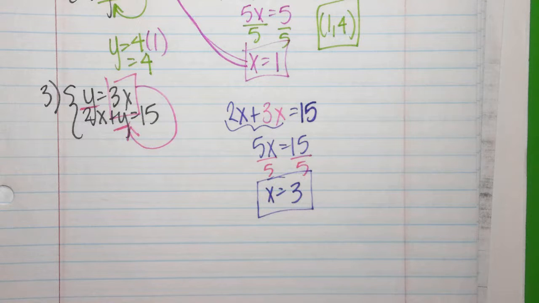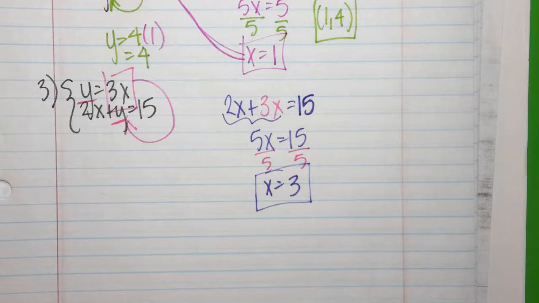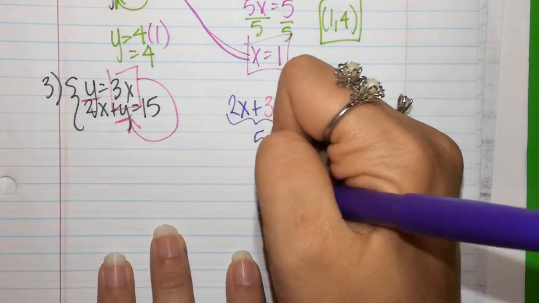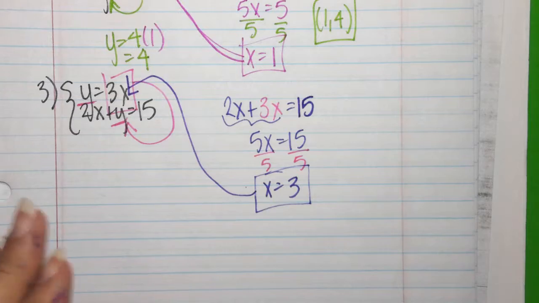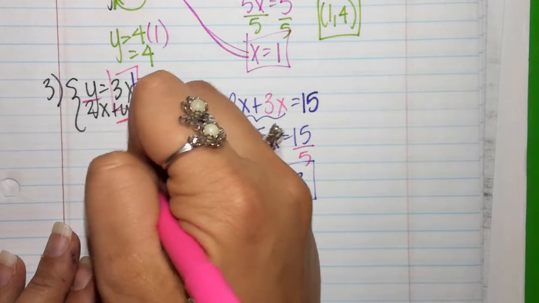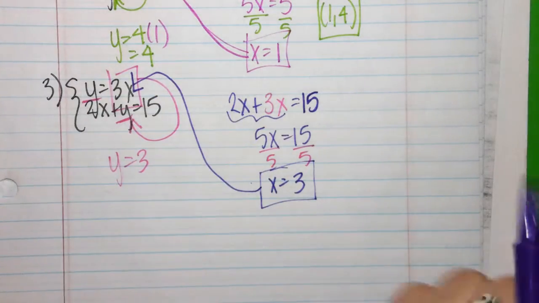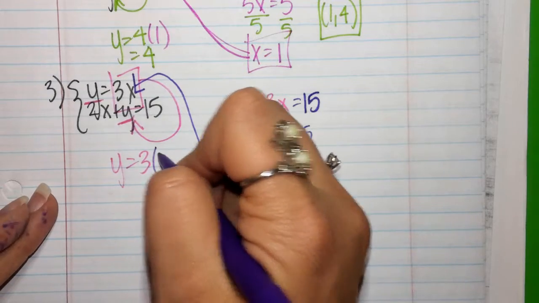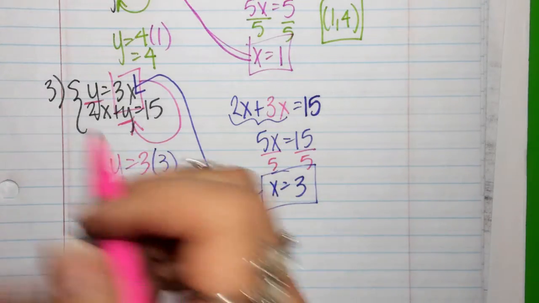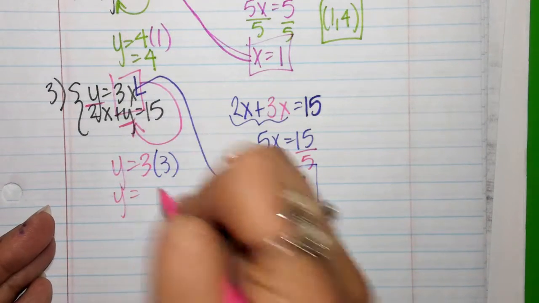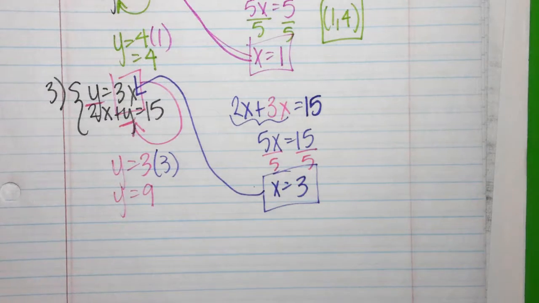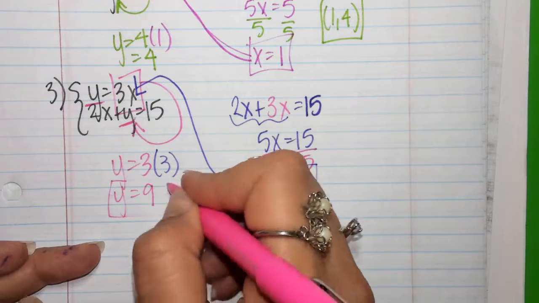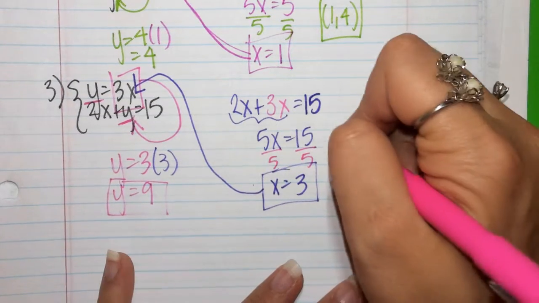Okay, so now we have x. What do we need to do? Are we done? Well, we've got to get y. You have to get y. Everybody, let's take our x and plug it in right here. So we have y equals 3 times x. What's 3 times 3? 9. How do we write our coordinate? 3, 9.